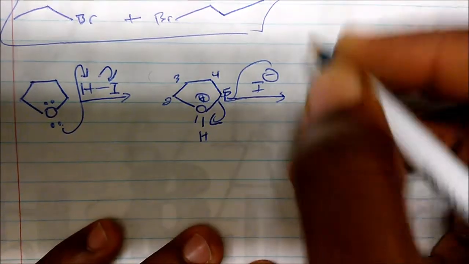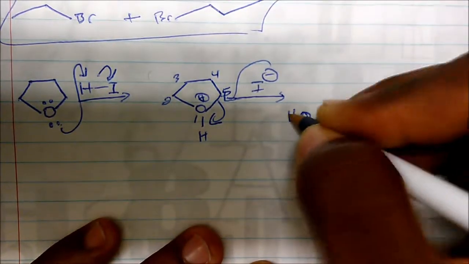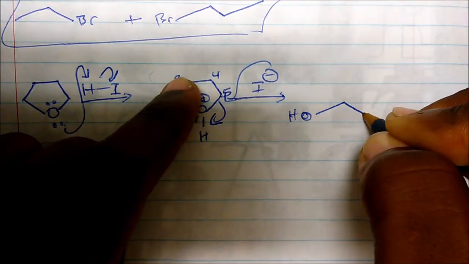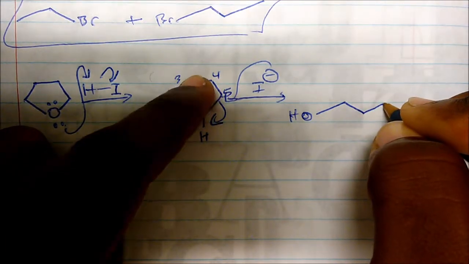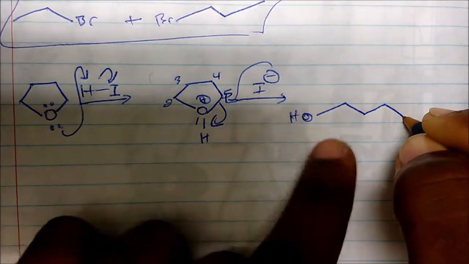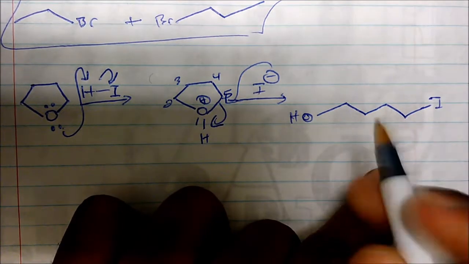So the ring is going to open. So on number 1, I have an alcohol, right? That's bonded to this carbon, which is bonded to this carbon, which is bonded to this carbon, which is bonded to this carbon, which is bonded to this carbon. But this carbon also has an iodide on the end here.